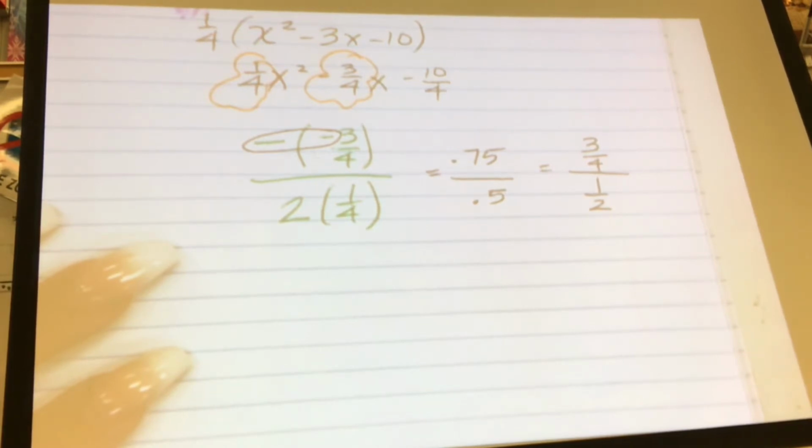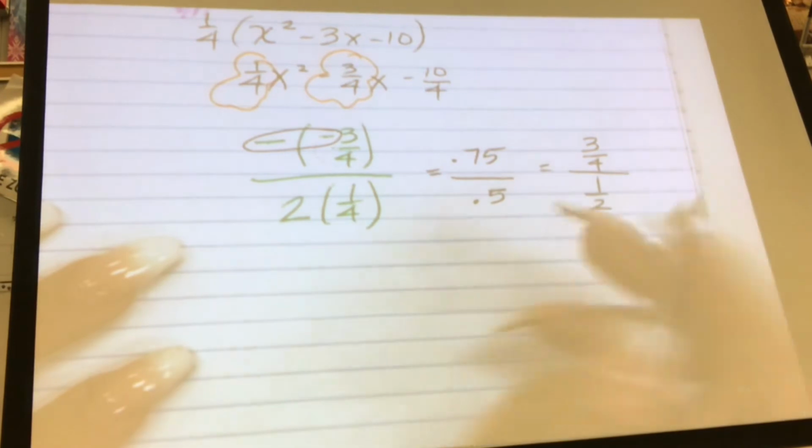Lauren? Where's your calculator, babe? Jarrell, what'd you get? 1.5?